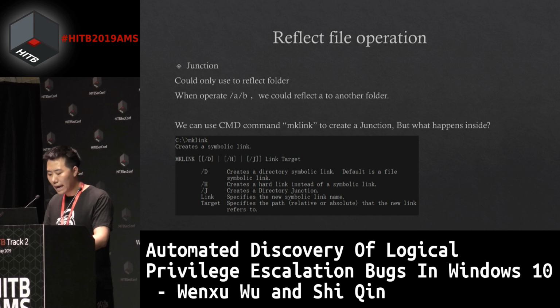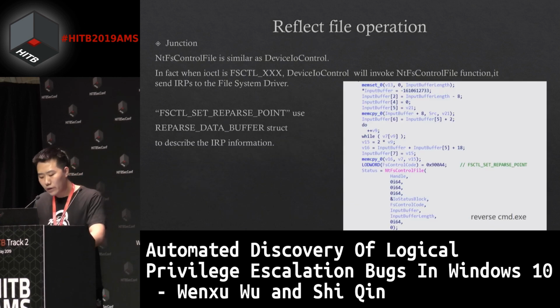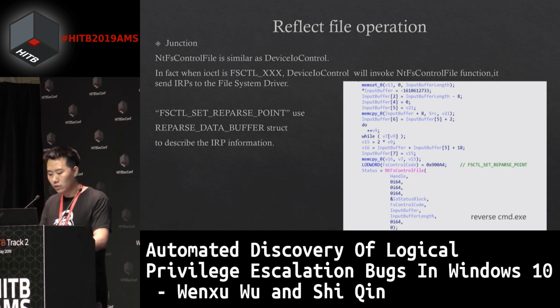But what happens in the mklink command? Let's take a closer look. This figure shows the reverse code for the implementation of the mklink command. We can see that it invokes the NtFsControlFile function to create the junction. But what is NtFsControlFile?